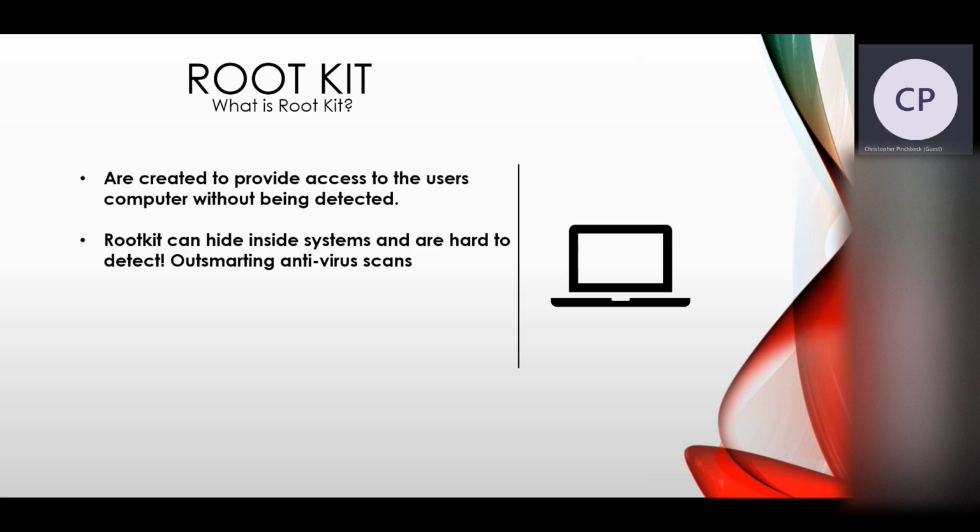The main topic today is rootkit. So what is a rootkit? A rootkit is a way to access the user's computer without being detected. It can hide within the system, outsmarting a lot of antivirus scans. They can embed themselves into the kernel, giving them the same rights as an administrator.